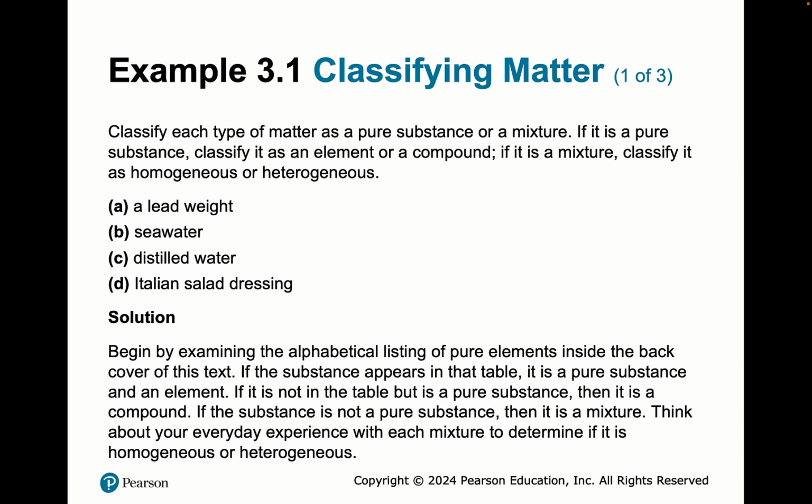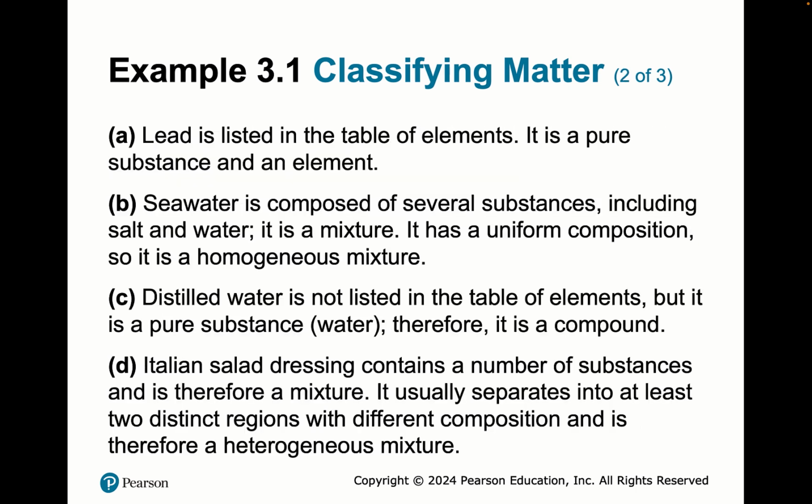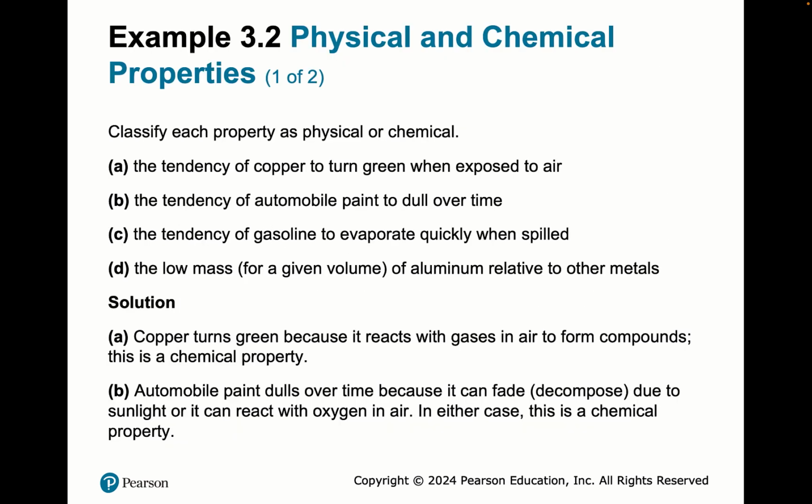And then finally, Italian salad dressing. This is definitely heterogeneous. You have to shake it up, and if you haven't seen Italian salad dressing, most Americans know what it is, but there are little bits of peppers in there, so you can clearly see it's non-uniform, and it has phases too, and you have to shake it up to bring the phases together. So this is definitely a heterogeneous, or non-uniform, mixture.